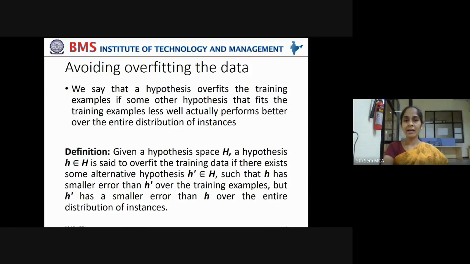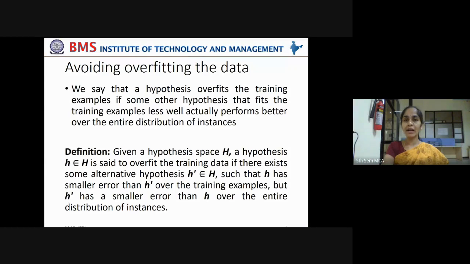Now we say that a hypothesis overfits the training examples. When we say it overfits, it means there exists another decision tree. What is a hypothesis? In Find-S algorithm and candidate elimination algorithm, what is the hypothesis? It is a statement. But in decision tree learning, what is the hypothesis? It is a decision tree, the optimal decision tree, right?